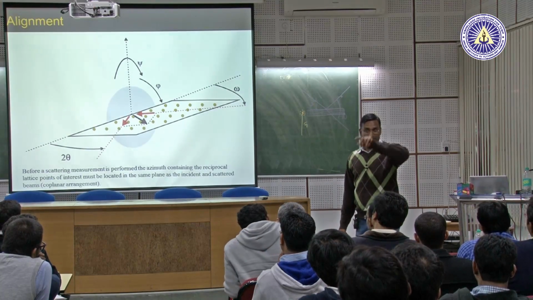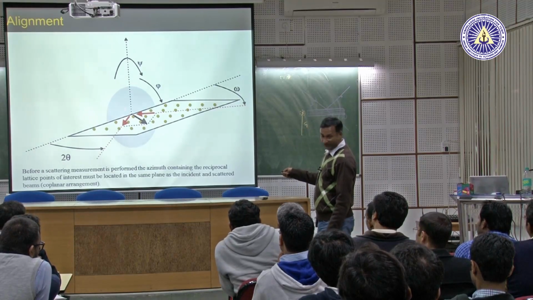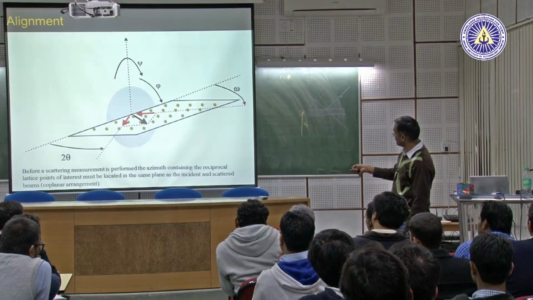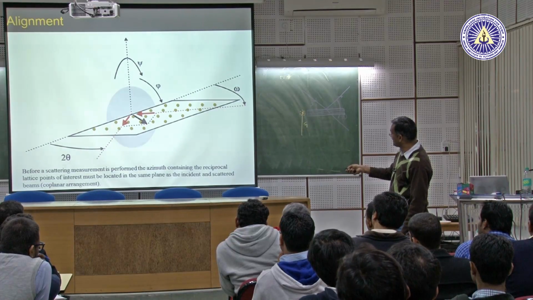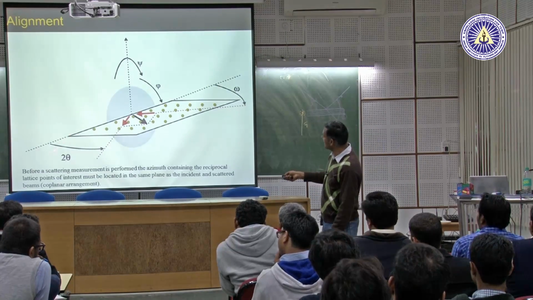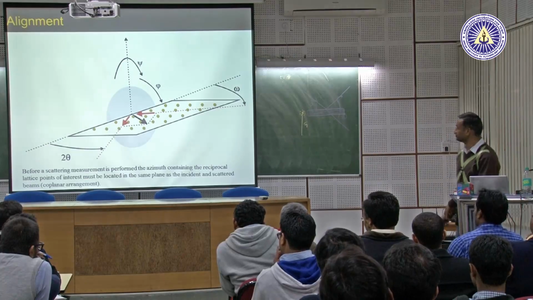Because the sample is fixed with respect to the goniometer, the origin of reciprocal space is fixed with respect to that point. As a result, you choose a particular reflection point, and then you can always explore that point by changing the values of 2 theta and omega by tiny margins.